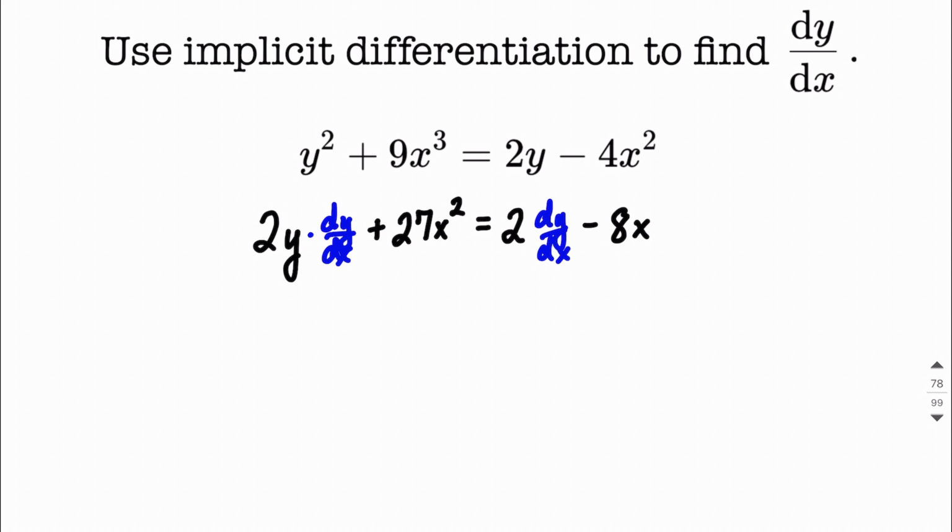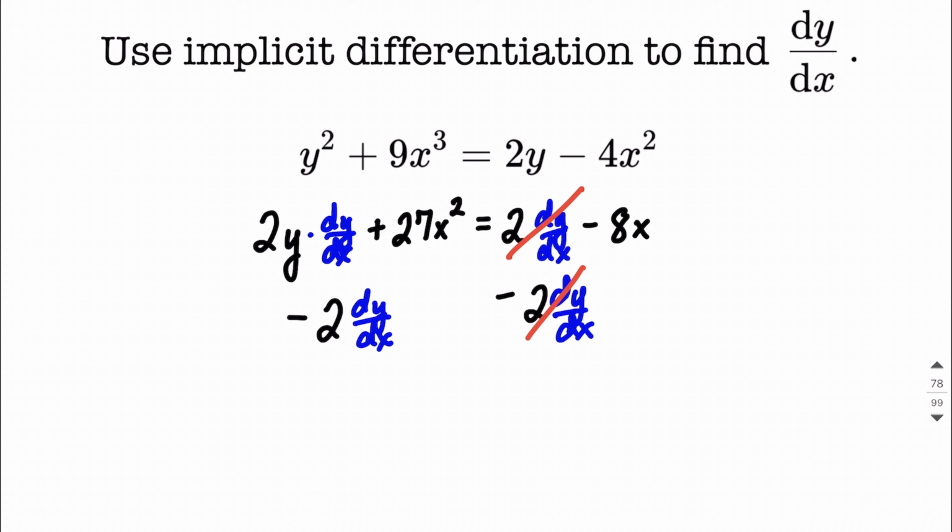All right, from here, we can treat this as though it's a linear equation. The dy/dx is treated as our variable, and then everything else, kind of treat those as constants. So we want to get all the terms that have a variable on one side. I'm going to go ahead and choose to put those on the left-hand side. So I'm going to subtract 2 dy/dx from each side. This will put all of our dy/dx's on the same side and eliminate them from the right-hand side.